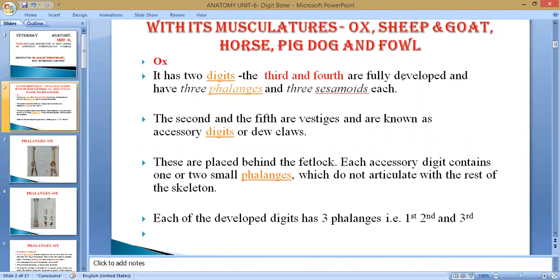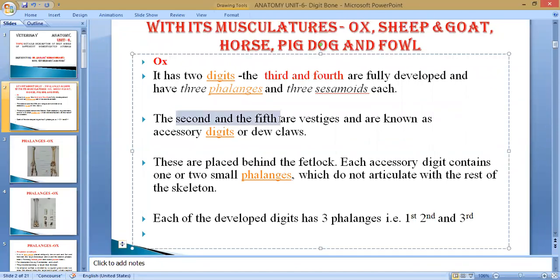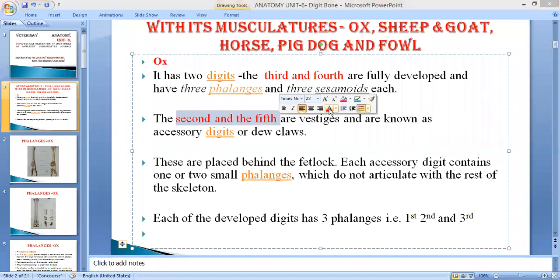So we have already discussed here that the third and fourth digits are fully developed, containing 3 phalanges and 3 sesamoid bones. Second and fifth: in animals like the dog, and in human beings also, there are 5 digits. So out of 5, in bovines, the third and fourth develop. Second and fifth are vestigial, and these are known as accessory digits or declaw.